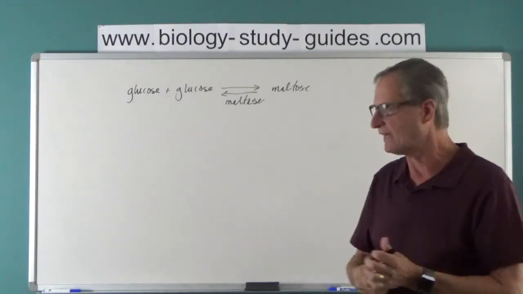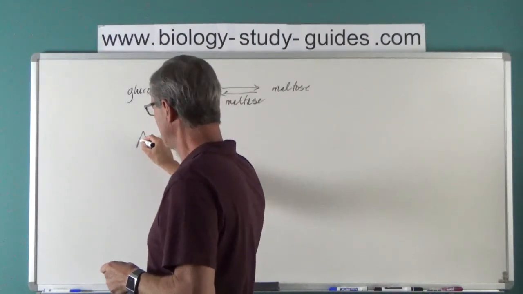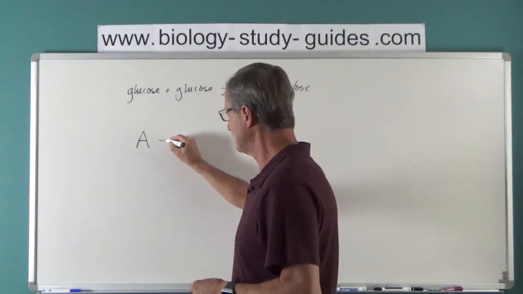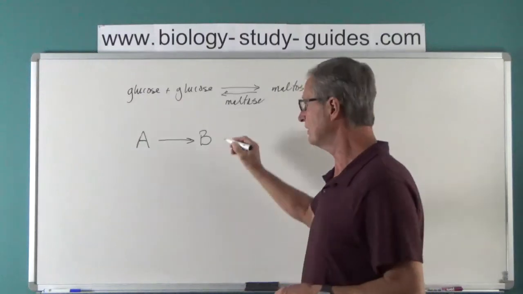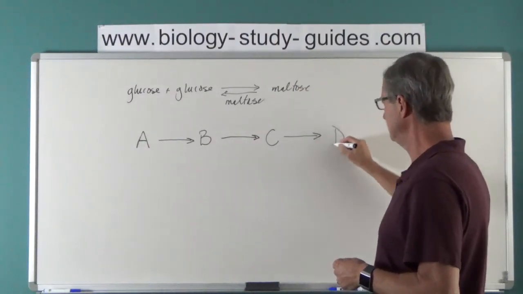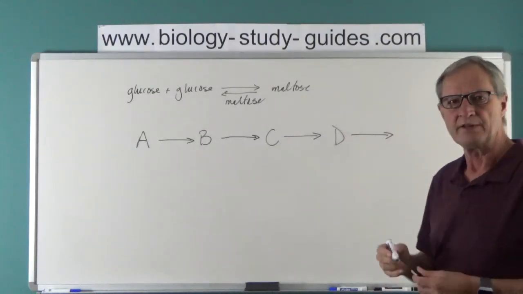What we typically get is a situation like this, where we have a substrate, let's just call it an A, for want of a better name, gets converted into something, and we'll call it B, which gets converted into something else, C, D, and so on. This is a pathway.